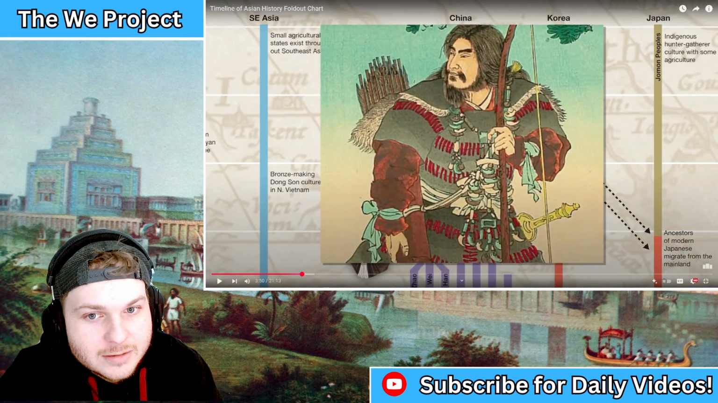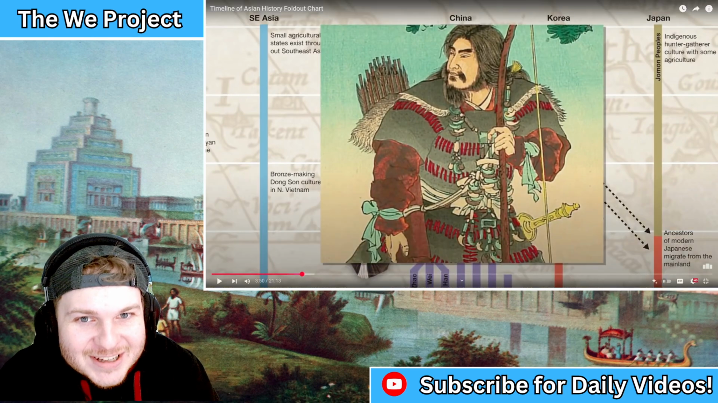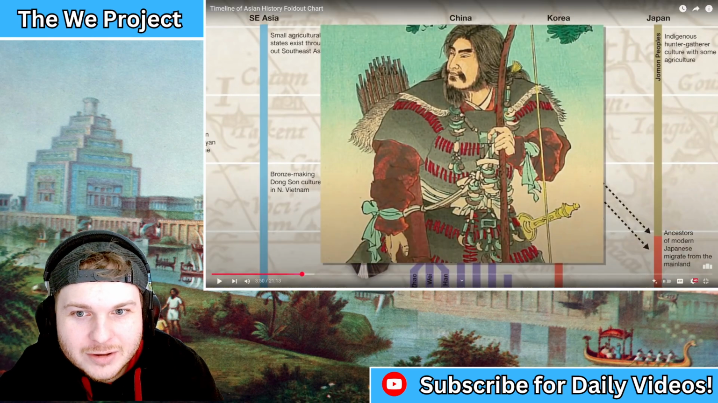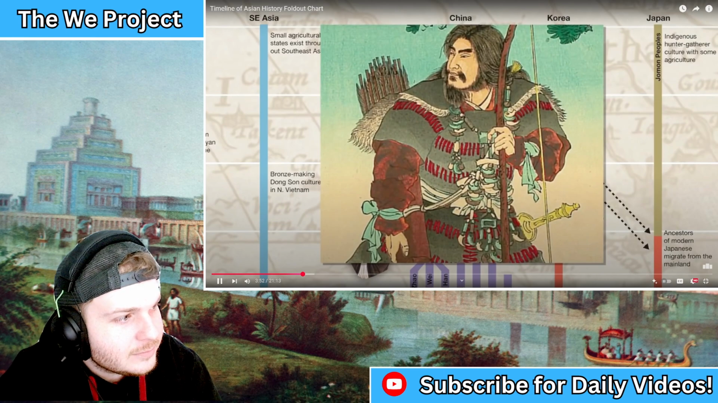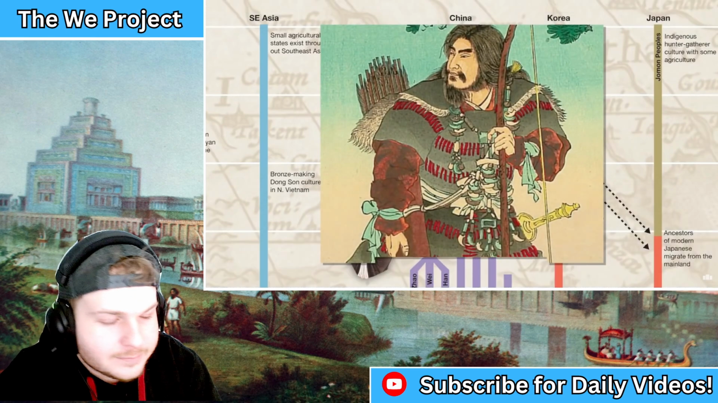He looks badass. Oh man, he's got a bow, he's got a sword. He's packed with arrows. As being strictly a legendary figure, not an actual emperor.